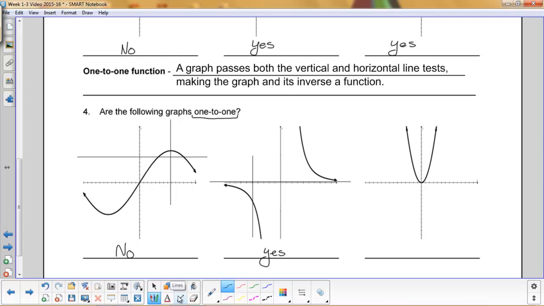The vertical line test in graph number 3 is easily passed, but the horizontal line test clearly fails. Therefore, the one-to-one relationship for graph number 3 is no.